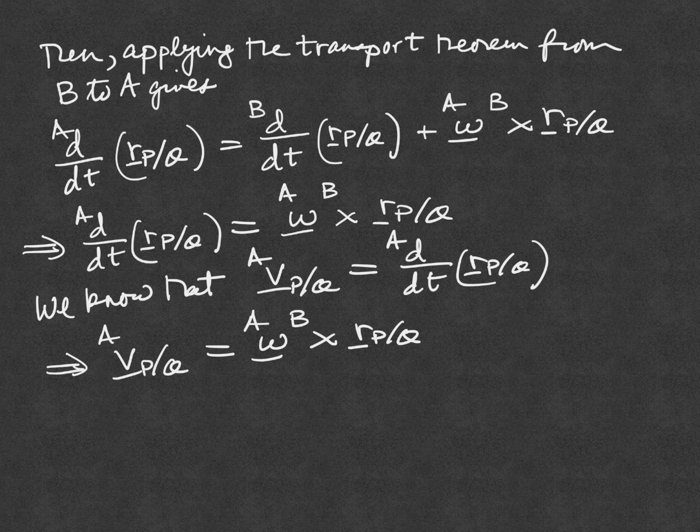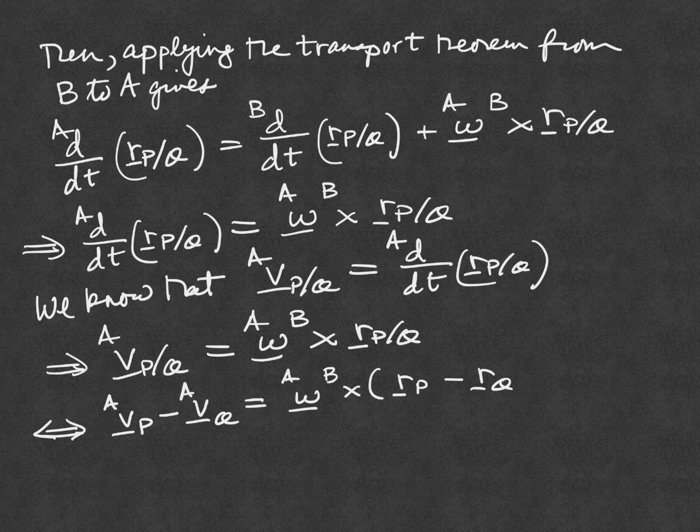Now we can either write it that way, but sometimes, just to be a little bit more explicit, it's written as the difference between two velocities. So we can equivalently write this as the velocity of p as viewed by an observer in A minus the velocity of q as viewed by an observer in A is equal to the angular velocity of B in A crossed with the position of p minus the position of q. Either way, it's the same thing. The first one's a little bit more compact, but it's a little bit more implicit. The second one is less compact, but it's more explicit. So that gives us the velocity between 2 points on a rigid body.